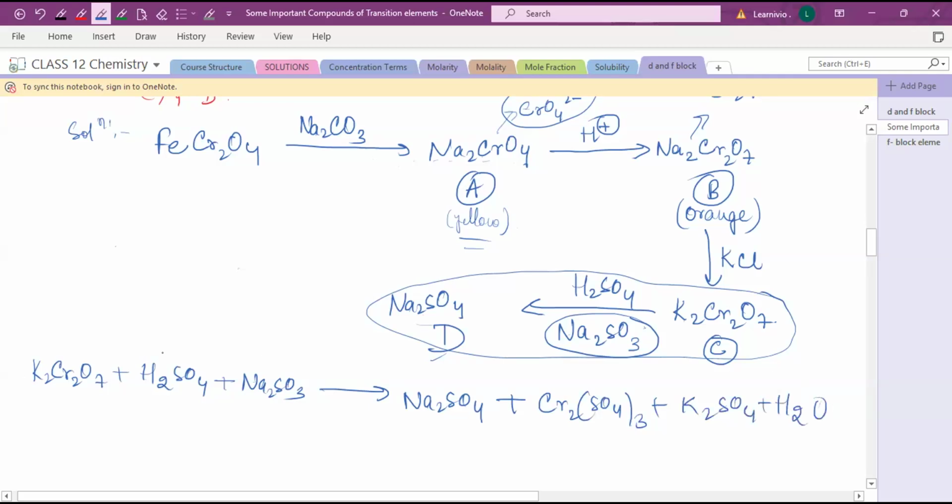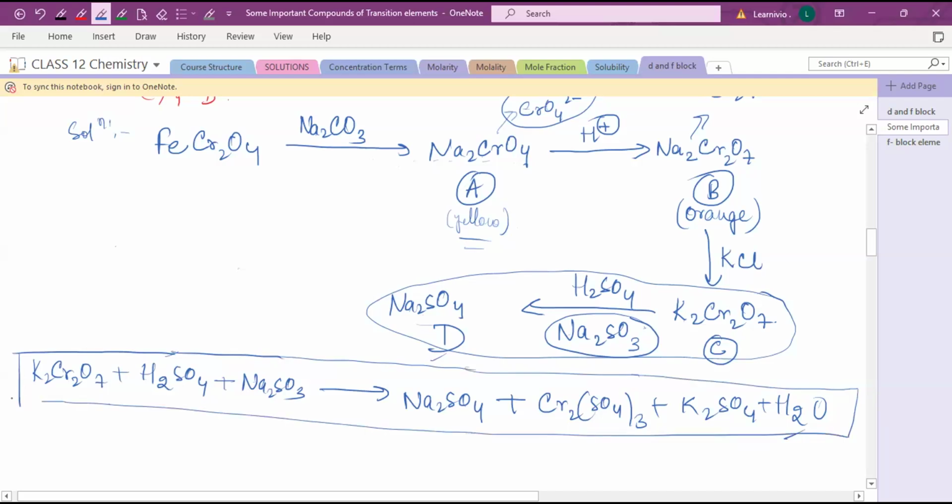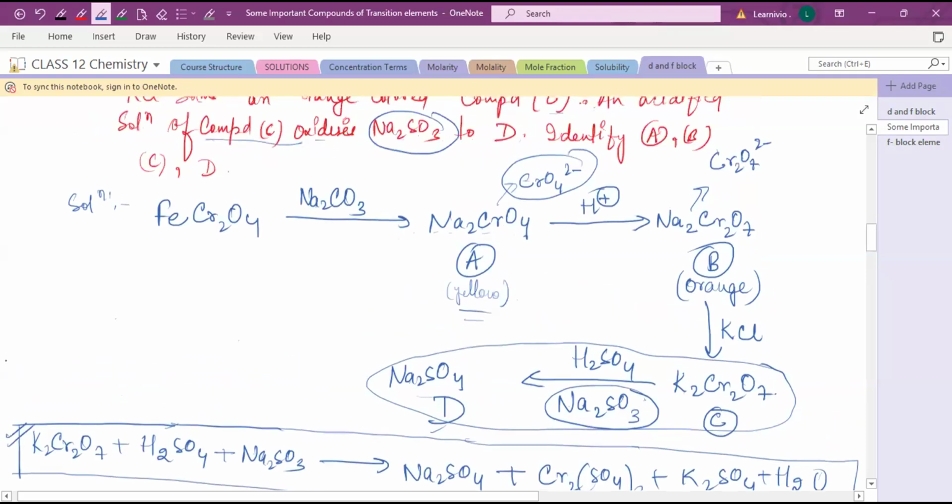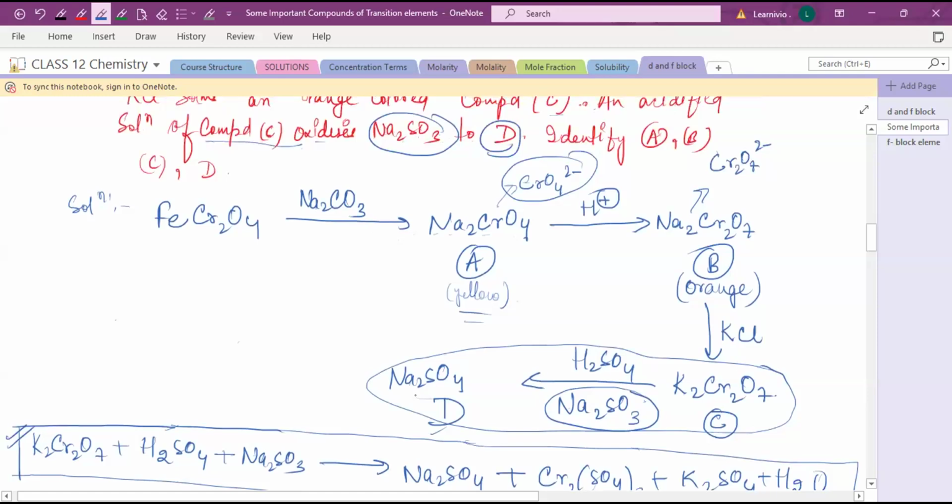Why will water be released? Because H2SO4 is a dehydrating agent, and the water will be released here. So this is the whole reaction. This is not balanced, you can balance it. This is the reaction when Na2SO3 is oxidized to Na2SO4 in the presence of acidified K2Cr2O7. But in this question, they just ask you for compound D, so you just write down Na2SO4, the oxidation product of Na2SO3.